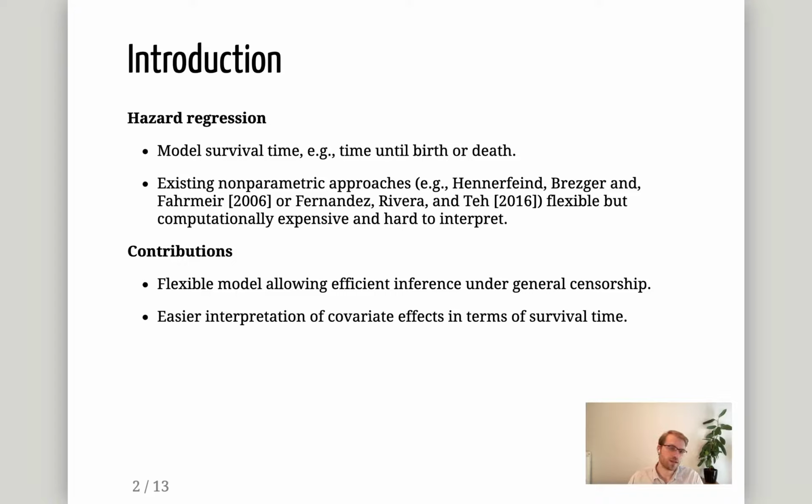This paper is about hazard regression. Hazard regression is in general concerned with modeling survival times, where the classical example are survival times until death. But we can look at other events as well, of course. Existing approaches are flexible. They are often non-parametric, as is my paper. But the main disadvantage is that most existing approaches are computationally expensive, and they have a formulation which is hard to interpret for many practitioners.